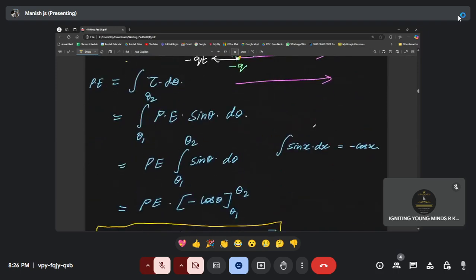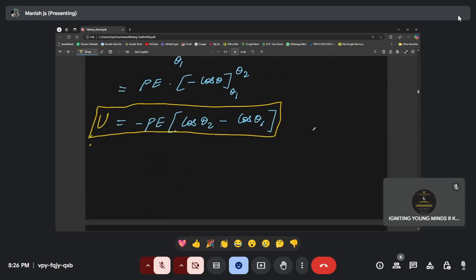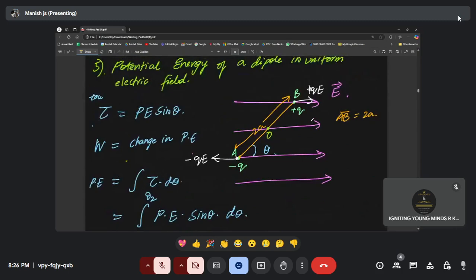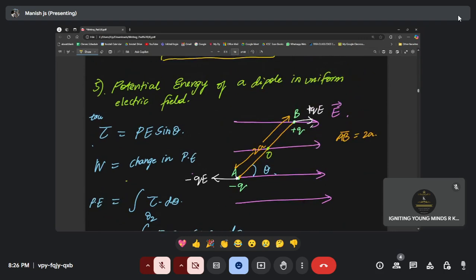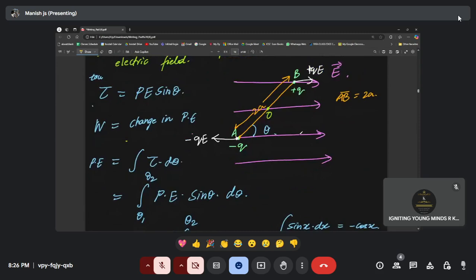So we have derived this relationship, where theta 1 is the initial angle and theta 2 is the final angle until which it is rotated. Usually the initial angle will be 0 by default. If not, it will be specified in the question, so as per the question, you will have to approach. That's it. I hope this concept of potential energy of a dipole in uniform electric field is clear to all of you. So with that, we'll move on.